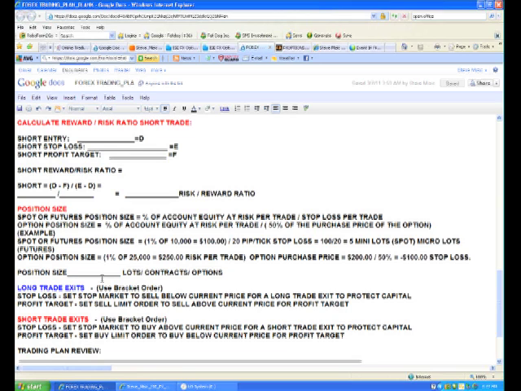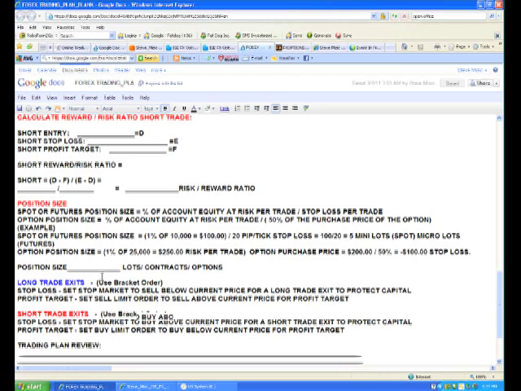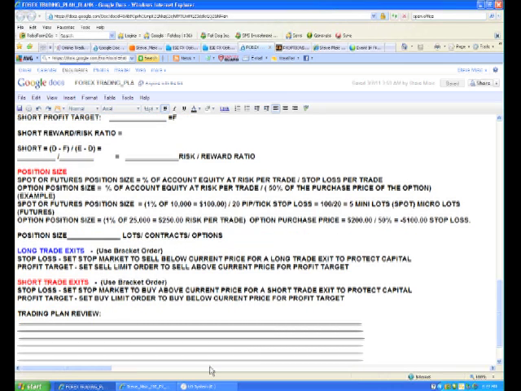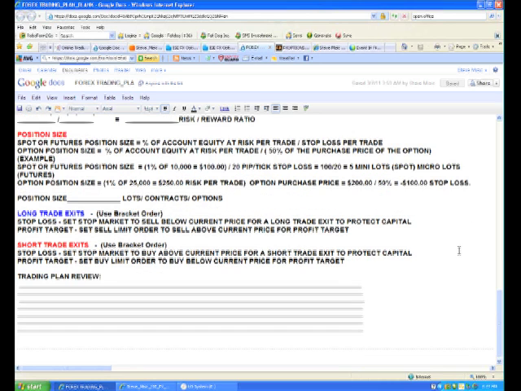Finally, we have our bracket exits. Occasionally, just to remind myself, if I'm a new trader, what those bracket exits are doing. If I'm long, then I'm going to have a sell stop market below current price to exit a long trade to protect capital, and I'm going to have a sell limit order above current price for a profit target. And if I happen to be short, rising prices are going to hurt me, so set stop market to buy above current price for my exit to protect capital, and then set a buy limit below price for my profit target. Once the trade is done, I'm going to go and write down what happened.